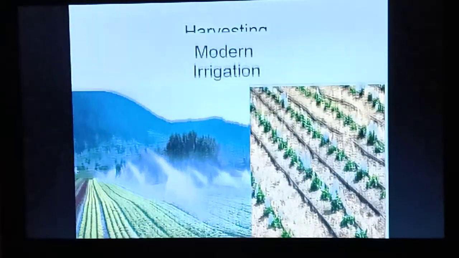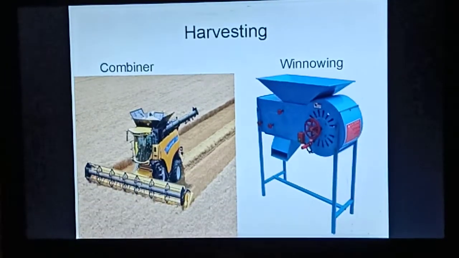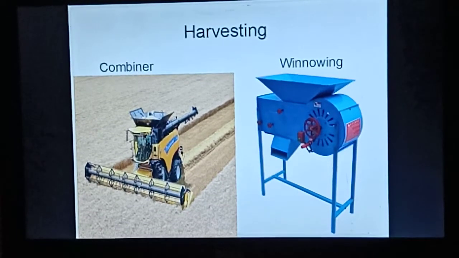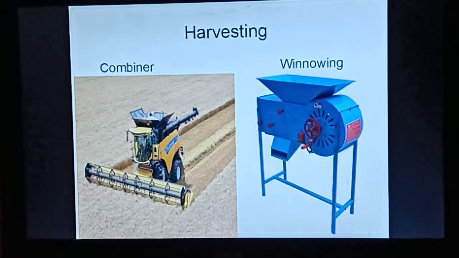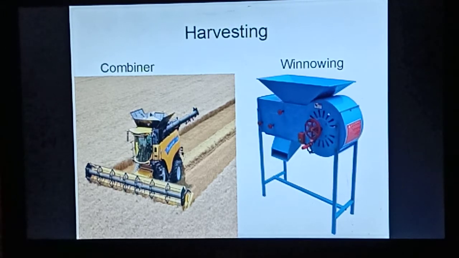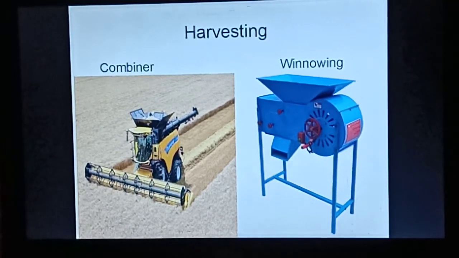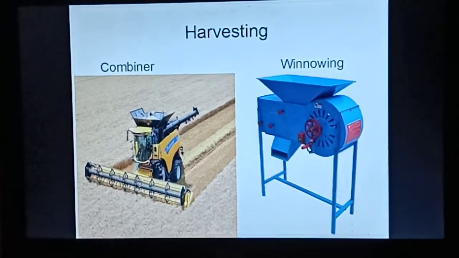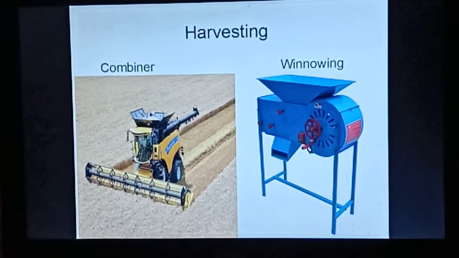So now let us move ahead. Now we come to harvesting. In harvesting we do threshing and winnowing, and one of the machines is the combine. The combine is a machine in which we can do both. Means in this machine we can do threshing and winnowing both at a time.